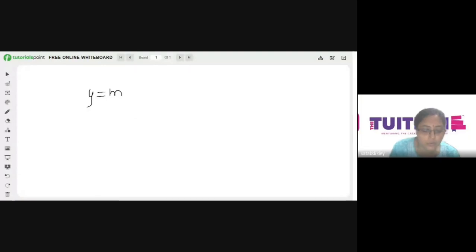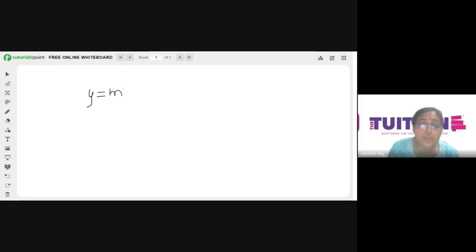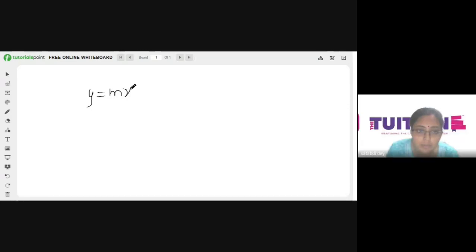What is the equation which you said? y is equal to mx plus c. So here, what is the gradient or the slope? The gradient or the slope is this m. Just now we found out the slope to be 1. So for this particular equation, whatever the coordinates or values we got, m is equal to 1.